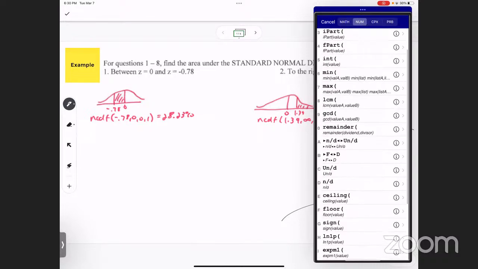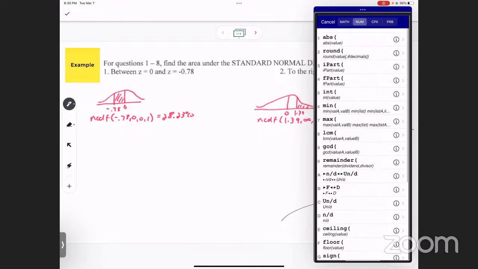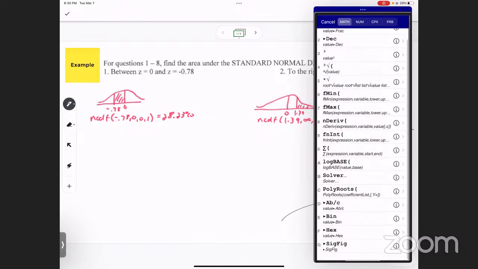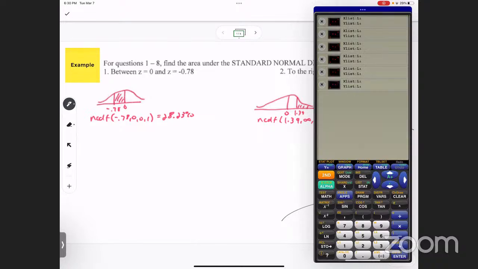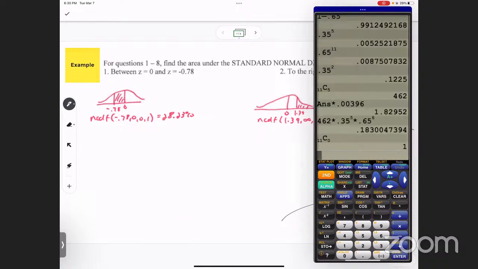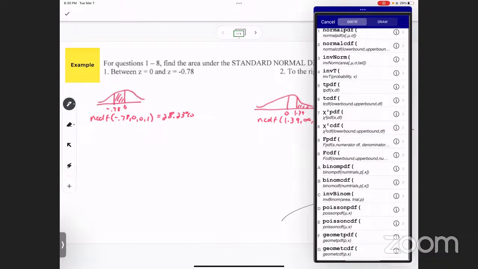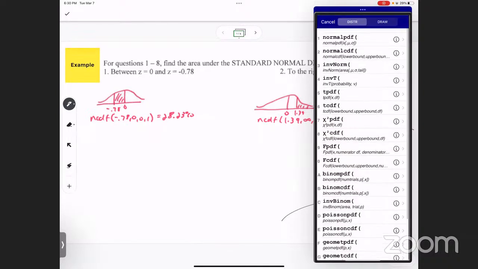So has your teacher explained this to you in class at all? I don't think so. Oh, second vars, so distribution. Okay, so see where it says vars, and then it says distr, distribution. Yeah, that's where it is. And then you want to go to NCDF, normal CDF. See the second one right there?